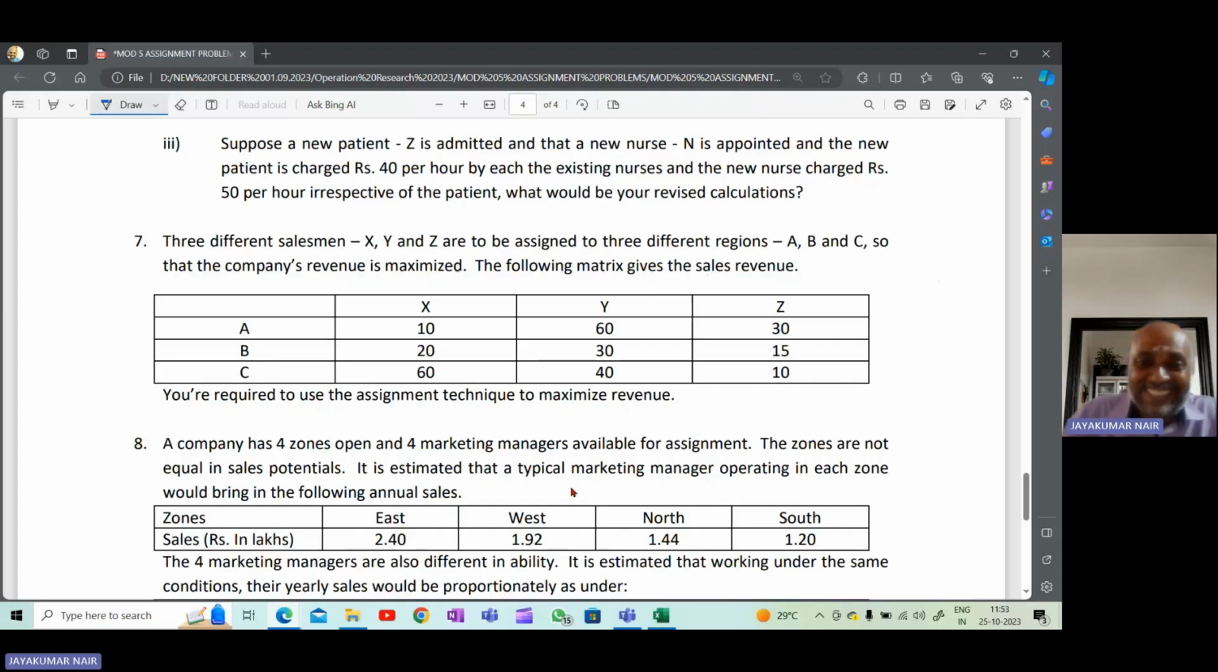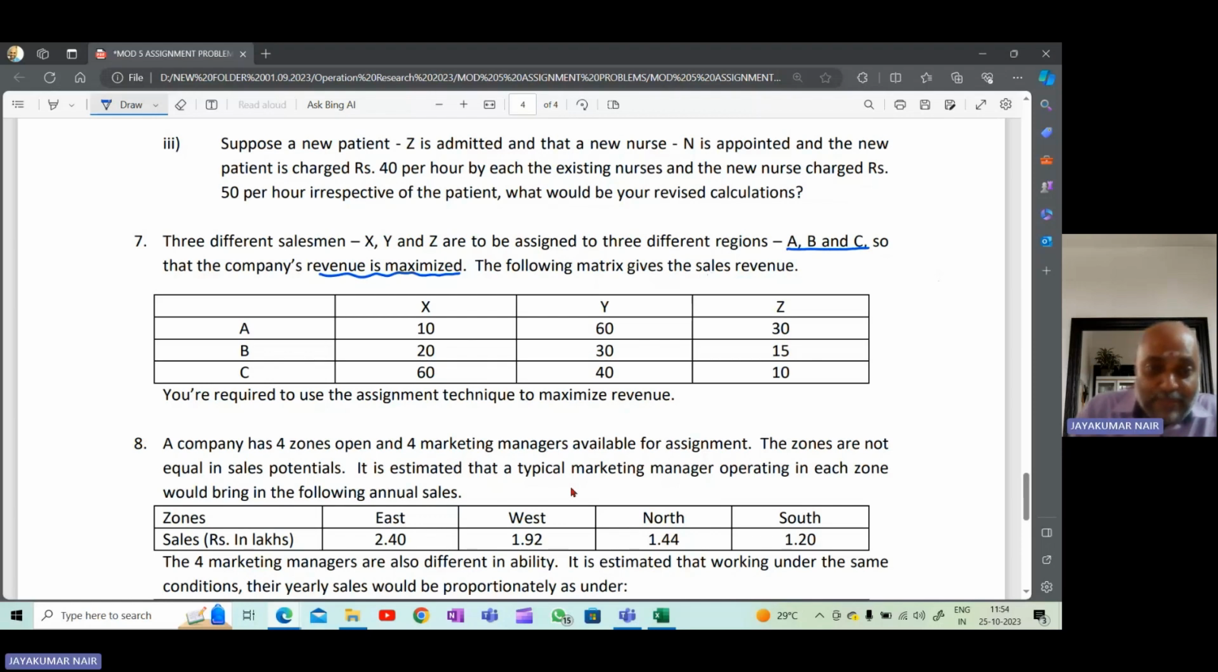Hello dear friends. In this video, we will see how to maximize revenue using the assignment technique. For this, we will take one question. Three different salesmen X, Y, and Z are to be assigned to three different regions A, B, and C so that the company's revenue is maximized.